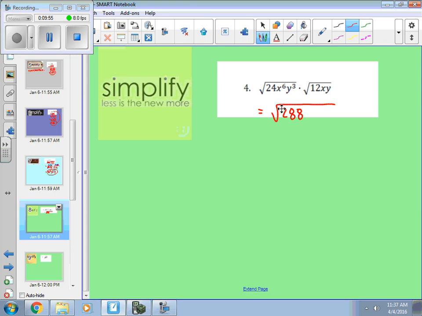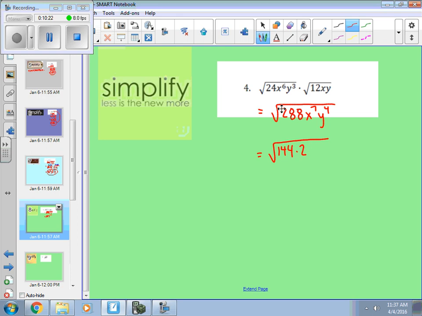We got x to the 6th with another x, that's going to end up being x to the 7th, and we got y to the third and another y, that's going to be y to the fourth. Okay, so we put it back together. Now let's try to separate out anything that's going to simplify here. Well, 288, half of that's 144. 144 is a perfect square. So let's split that as 144 times 2.